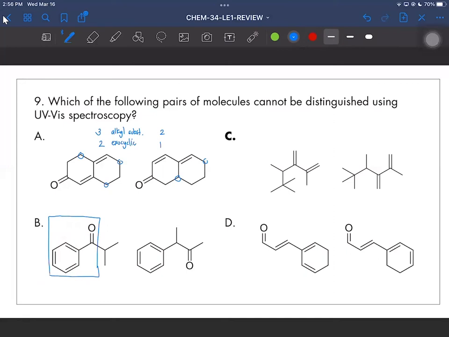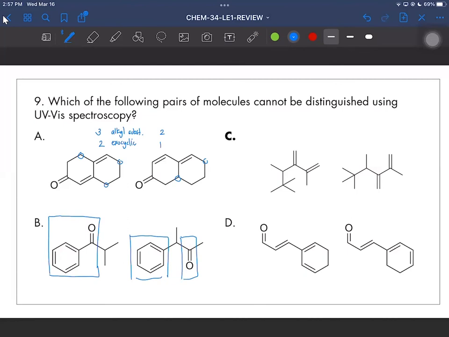Meanwhile, the one on the right is separated by more than one bond. So sobrang malayo na ng carbonyl tsaka benzene. So these groups are actually not conjugated. They are isolated from one another. And so since magkaiba yung conjugation system nila, they would have different lambda max, and they can be distinguished using UV-Vis. So letter B can be distinguished.